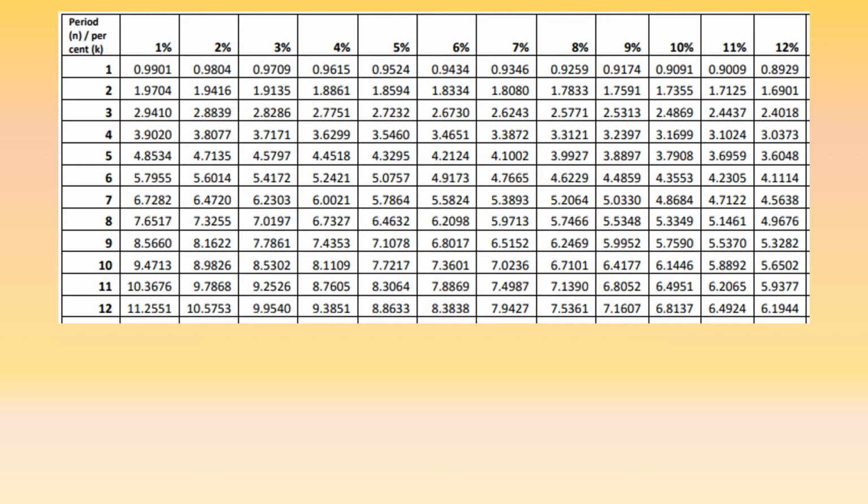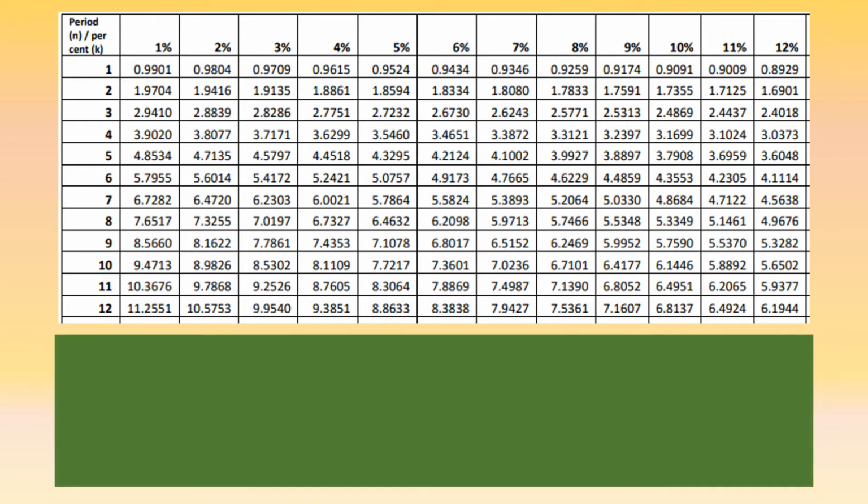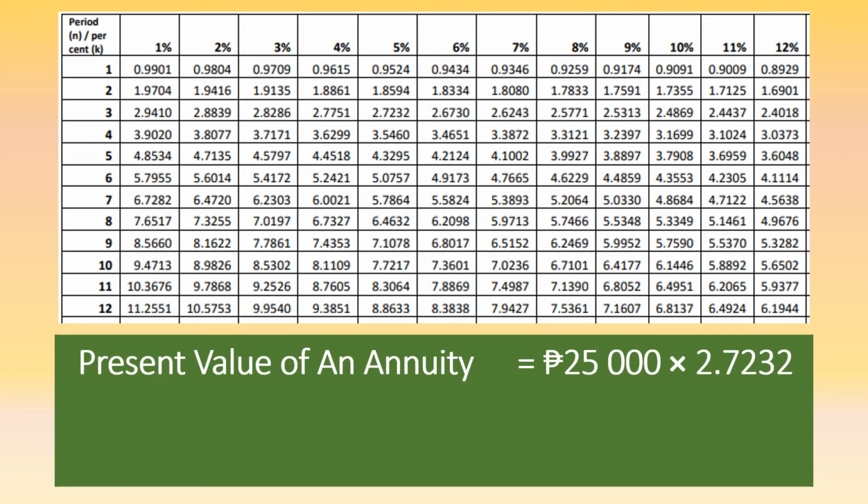Using our example from multiple cash flows, which was discussed last week, the PVIFA given 3 years and a rate of 5% is equal to 2.7232. To get the present value of our example, we will just multiply 25,000 pesos by 2.7232, and the answer is 68,080, which is the present value of the annuity.